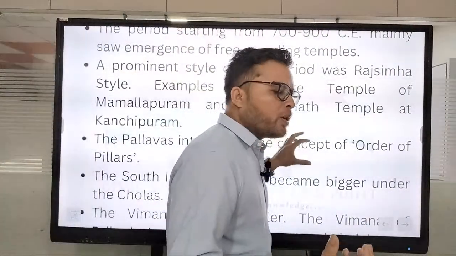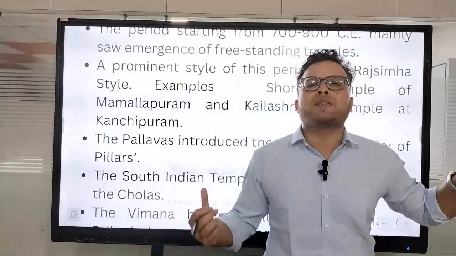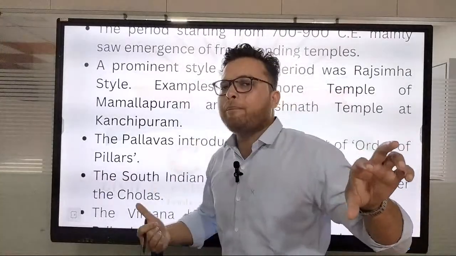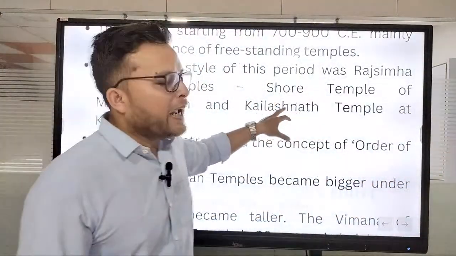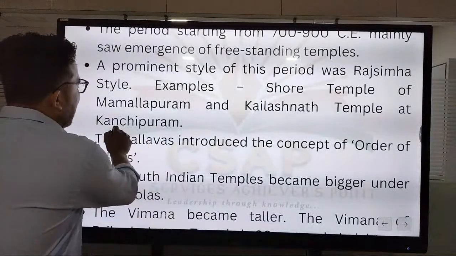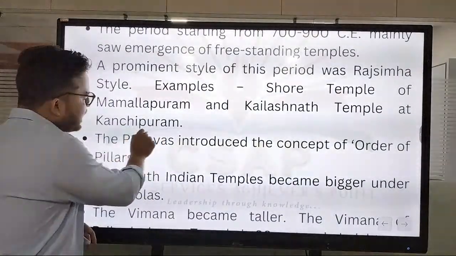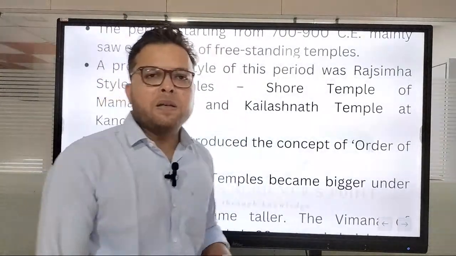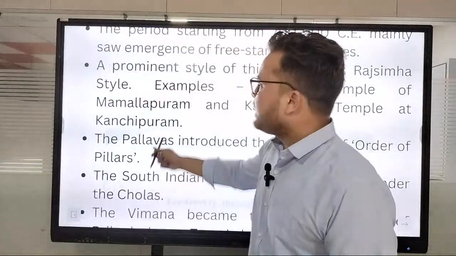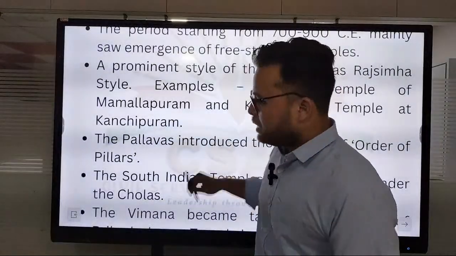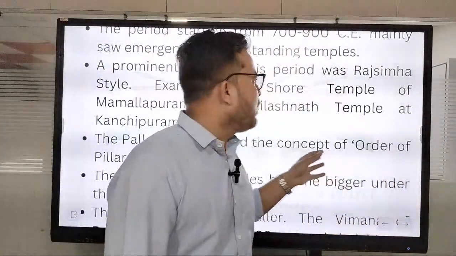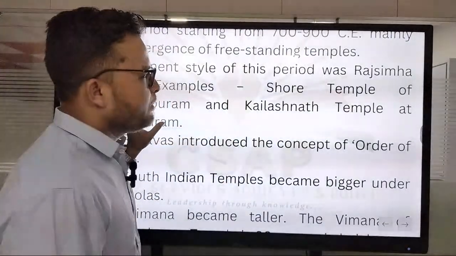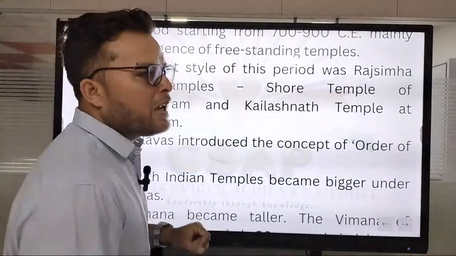Two of the most important examples of temples belonging to this time period are number one, Shore Temple at Mamallapuram and Kailashnath Temple at Kanchipuram. By the way, Kanchipuram, which is in Tamil Nadu, used to be the capital of the Pallavas. So you will find a very important temple by the name of Kailashnath Temple, which is at Kanchipuram. And Shore Temple at Mamallapuram.